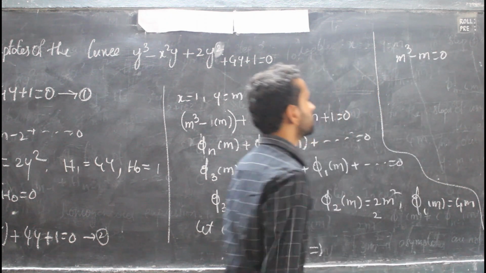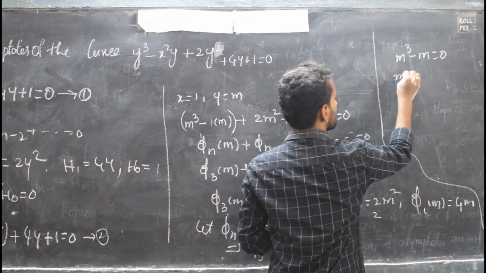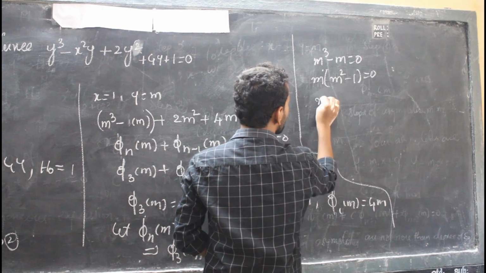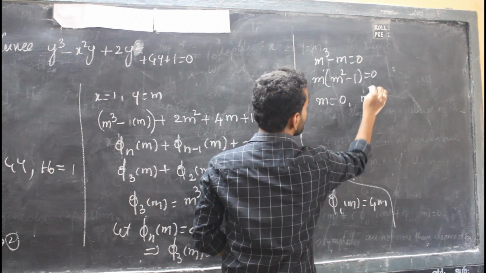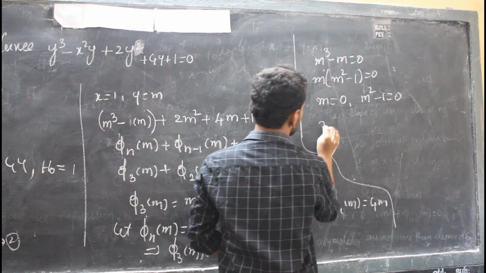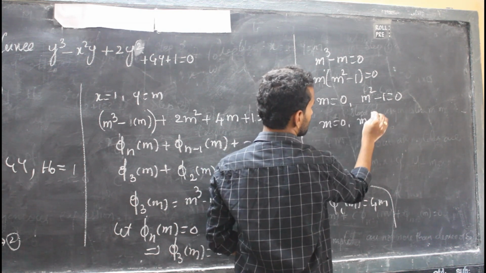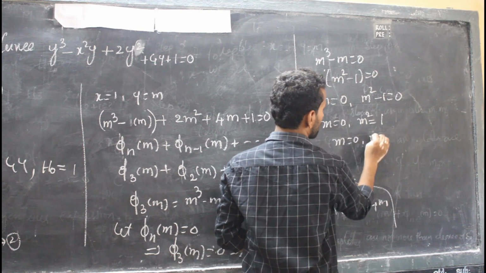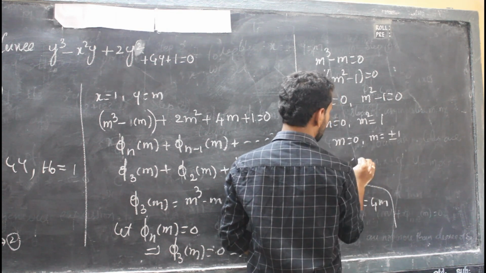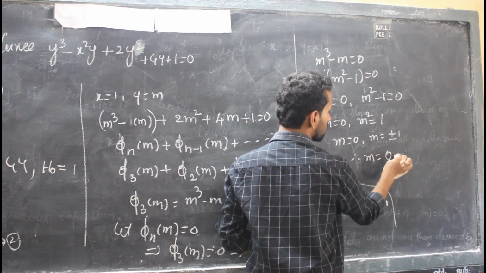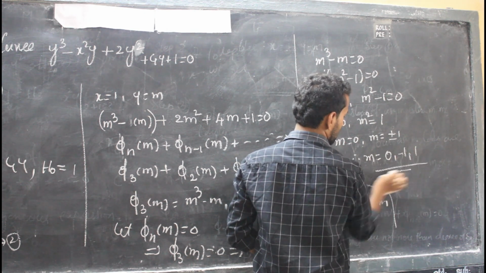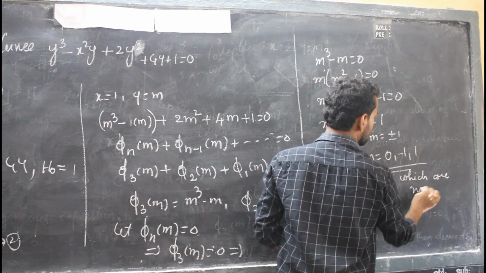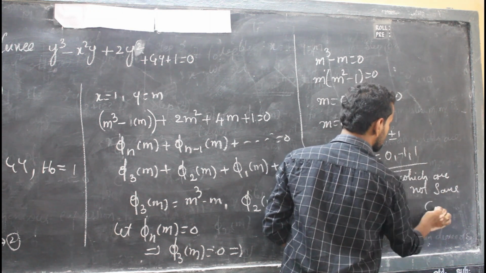Now I need to find the m values. Let me consider this: taking m outside, this becomes m square minus 1 equal to 0. From here, m equal to 0 and m square minus 1 equal to 0. So m equal to 0 and m square equal to 1. This becomes m equal to 0, m equal to plus or minus 1. Therefore, my m values will be 0, minus 1 and plus 1, which are not the same. That means they are distinct.